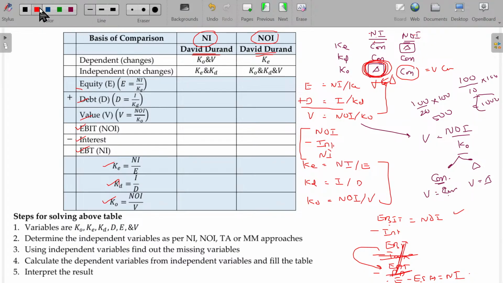Now, the one that is changing is called dependent. Those items not changing are called independent. That's how you can understand. So under the NI approach, what is changing? KO. KO changing leads to change in value. Under NOI, what is dependent, what is changing? KE. Because of changing the KE, value will not be changed.